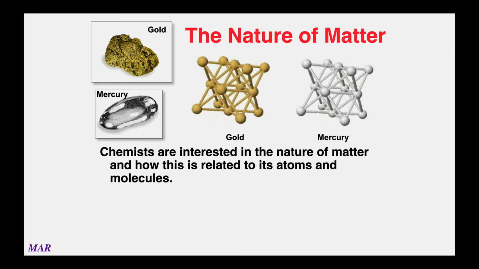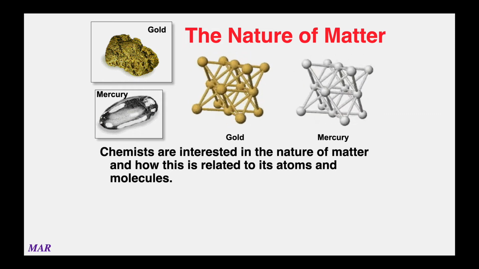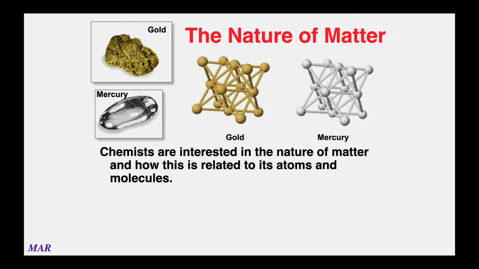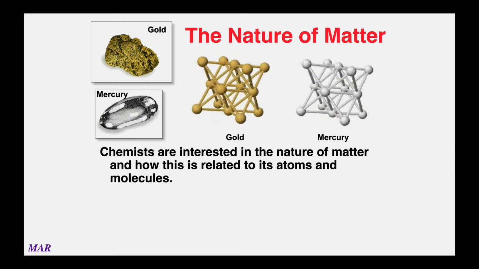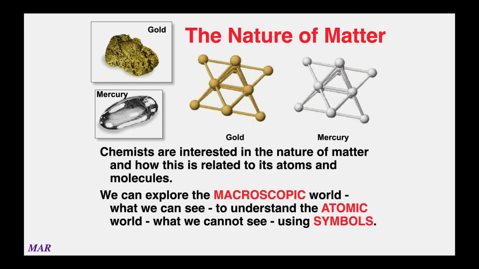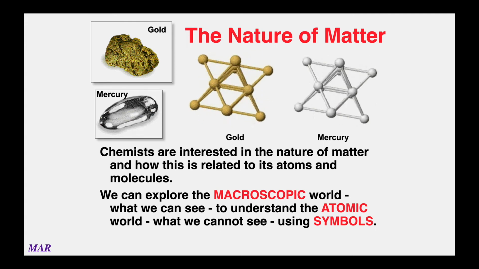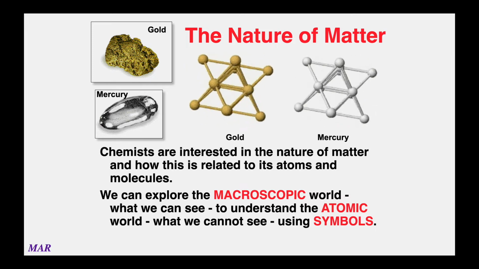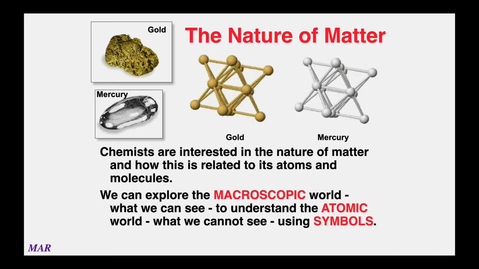So chemists are always interested in the nature of matter and how it relates to the atoms and the molecules. In this example, the atomic level looks quite similar, but in the real world, in the picture on the upper left, the elements look a lot different. As a chemist, you have to be thinking about what I call the macroscopic world, the world we interpret through our eyes. Gold looks different than mercury. No problem. Water looks different than table salt, absolutely.